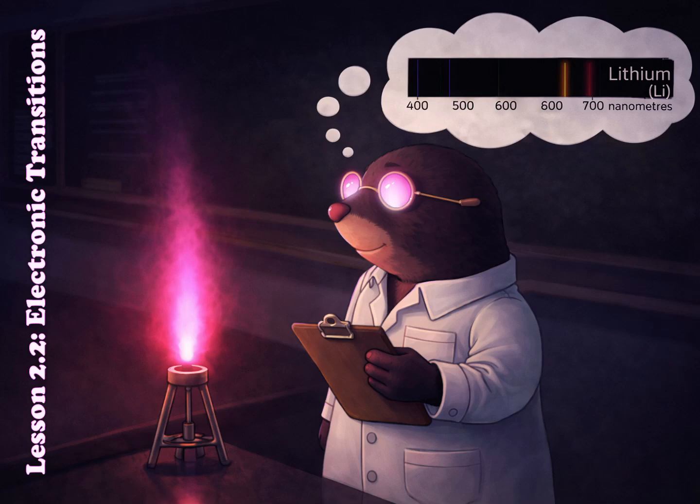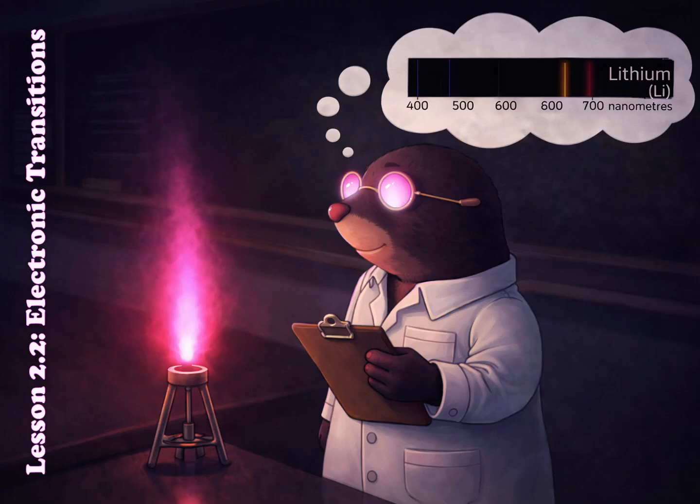In this lesson, we'll be looking at what causes light to be given off by different elements under specific conditions. When lithium atoms are heated in a flame, their electrons absorb energy and move up to higher energy levels. Light is only produced when those excited electrons fall back down to lower energy levels. When they do, the atom releases energy as light of very specific wavelength.